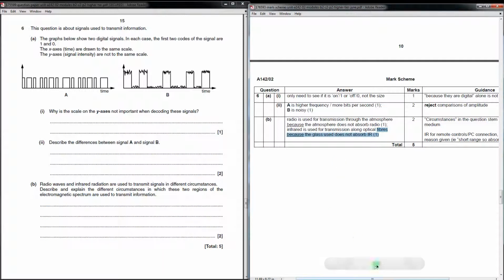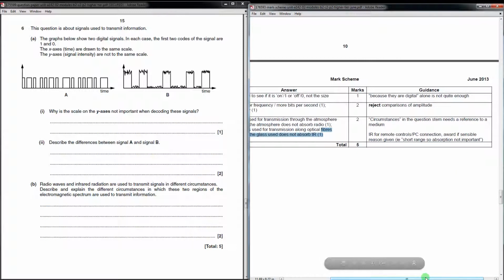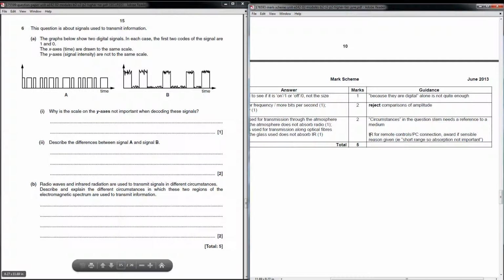And it does note in the mark scheme here that you can talk about infrared for remote controls, and the reason that's important is infrared over long distances in the atmosphere would be absorbed, but over the distance across your living room, there's not enough absorption to stop the infrared signal from your remote reaching the TV. So you'd need to include an explanation like that to make it work.